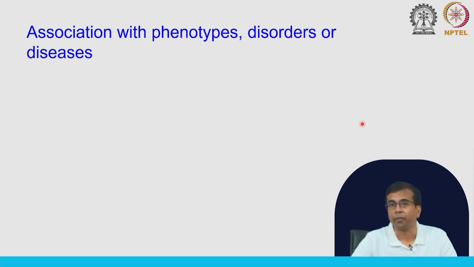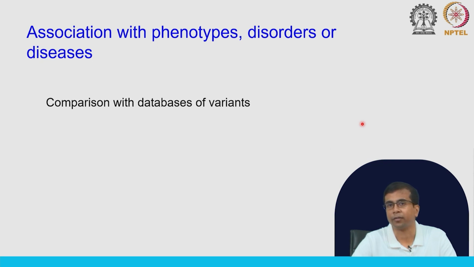Now, the second type of annotation that you can do is associate these variants with phenotypes, disorders or diseases. So, how do we do that? This is very simple actually. Researchers have collected this data over many years from many patients, from many studies, and they have put them into databases. What we need to do simply is to analyze whether the variant that we have found is present in these databases of variants.